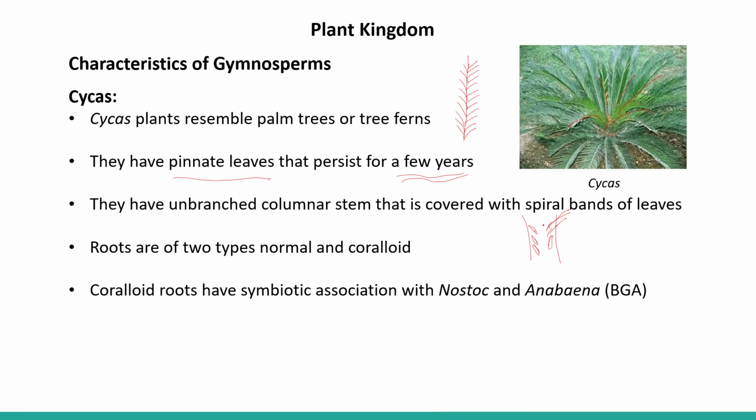Roots are of two types, normal and coralloid. We have seen the coralloid root, how it is present in the case of Cycas. Coralloid roots have a symbiotic association with some cyanobacteria like Nostoc and Anabaena.